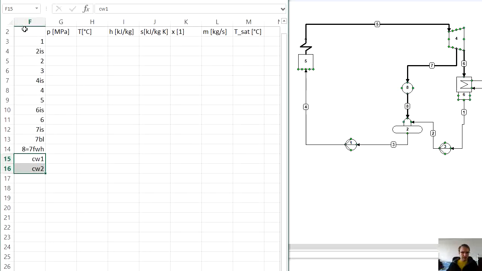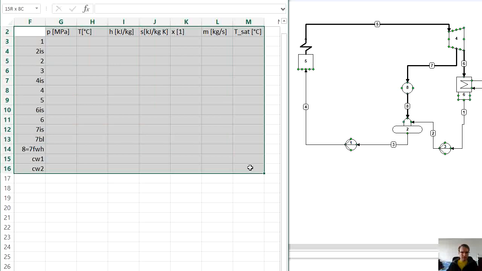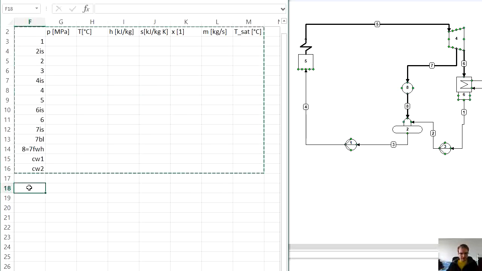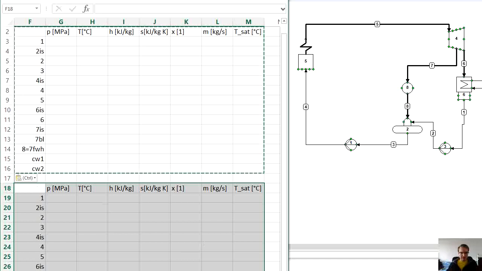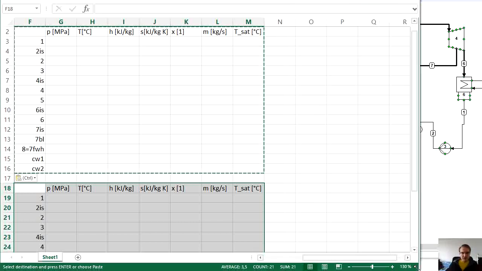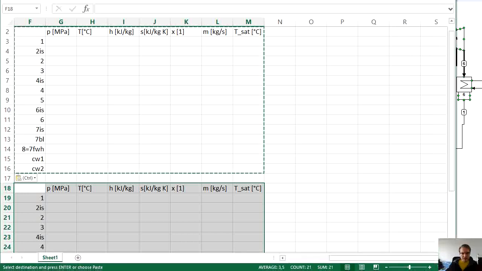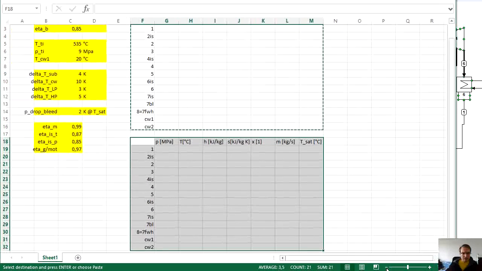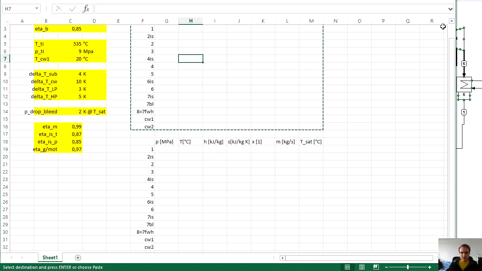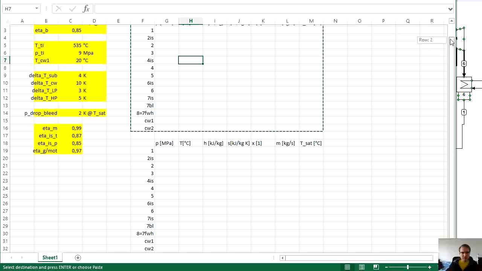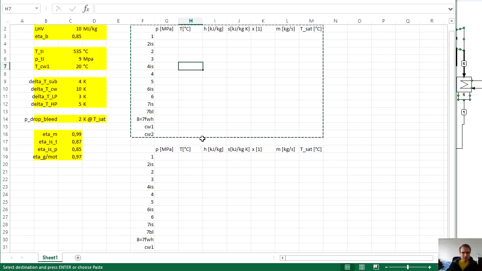Now I will multiply this same table to make obvious where we have which thermodynamic functions and where we have specific given values. So just a little bit of rescaling, like this. Okay, this will do.